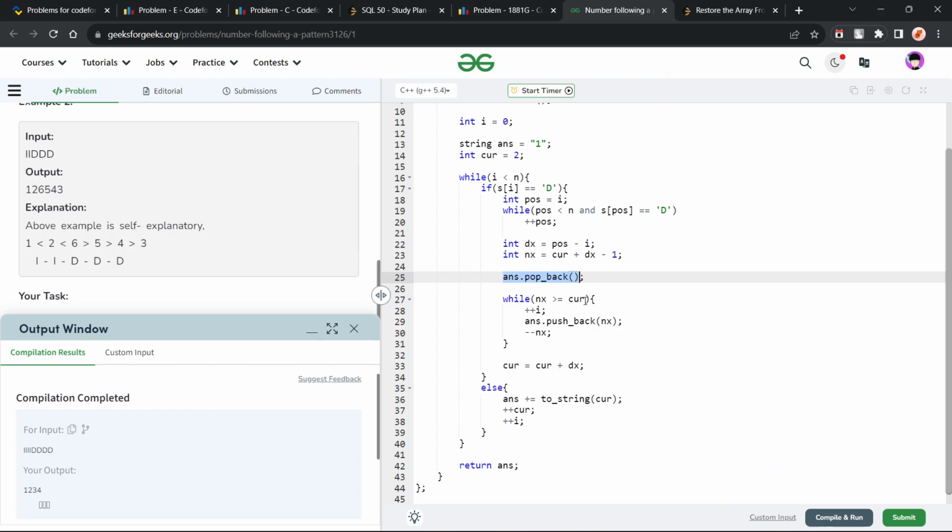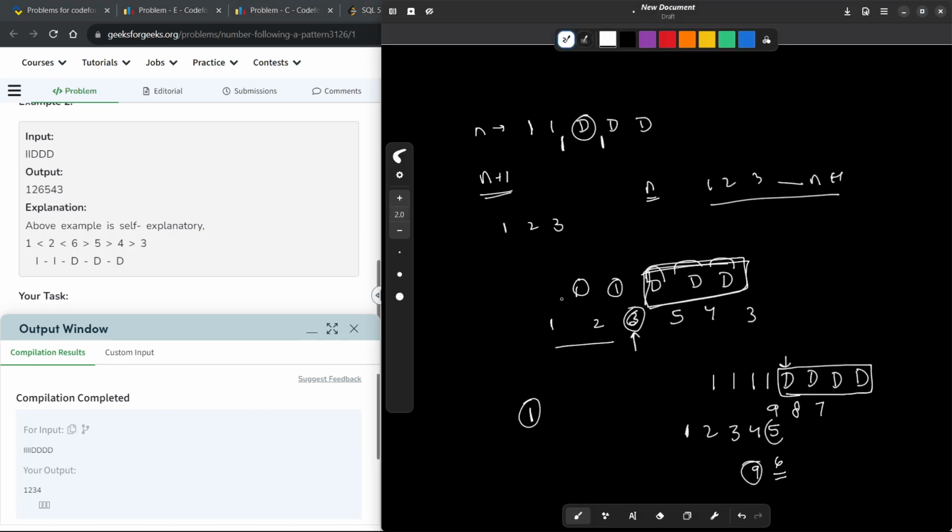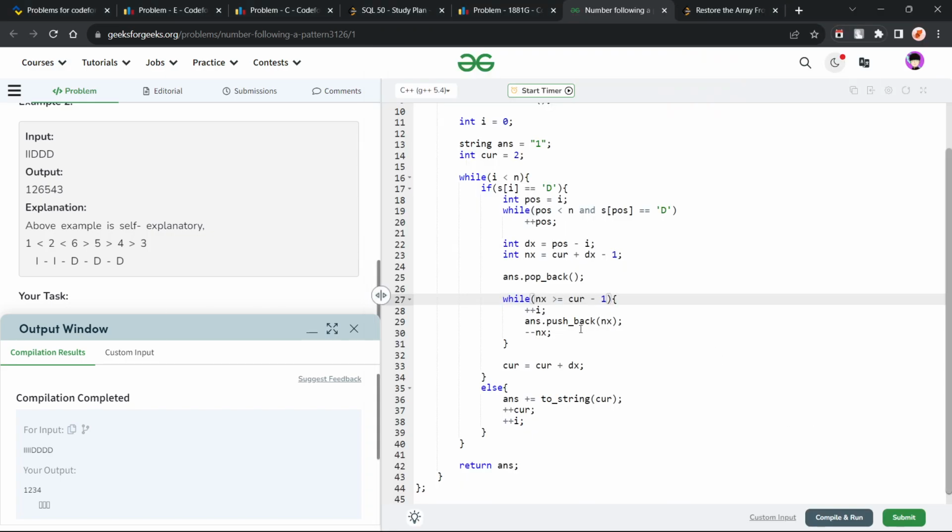Okay, so this should also be greater than equals to current minus 1, and then 6 and 5 should be placed here. I just increment my value of I, just push back an x. Okay, so this seems to be fine.